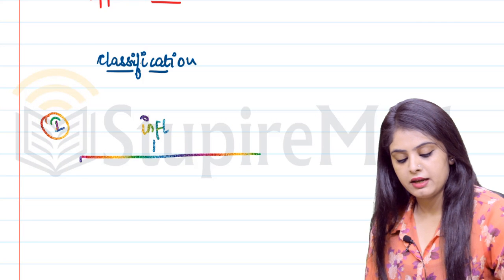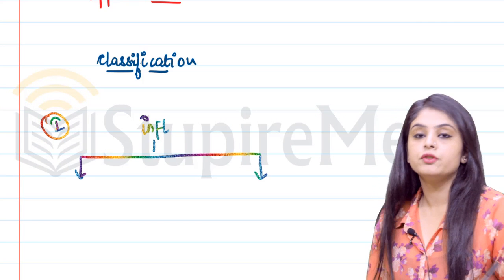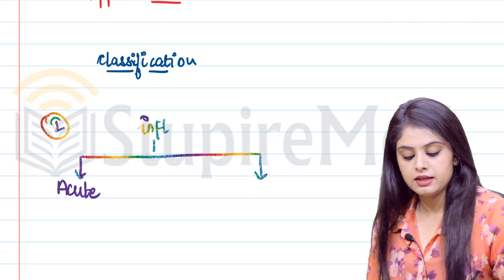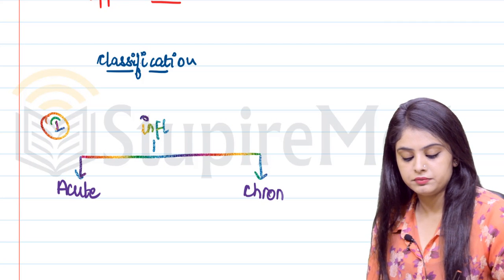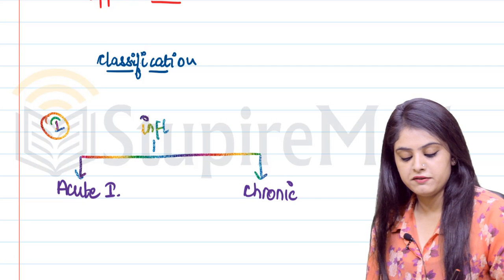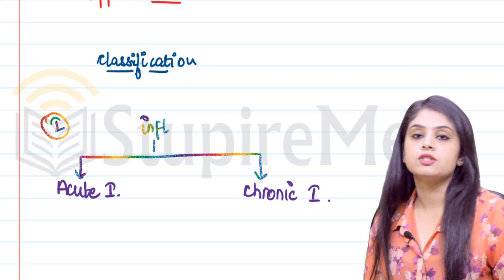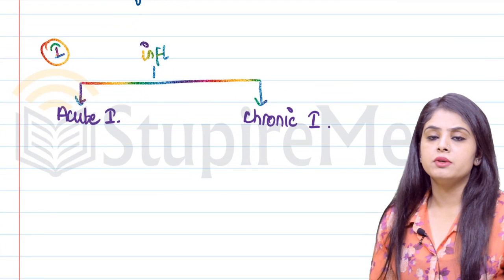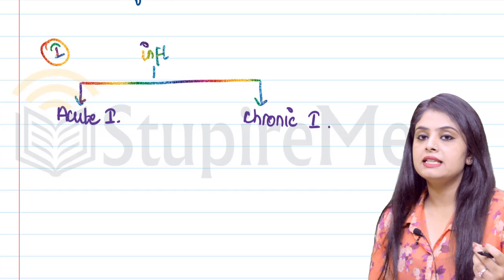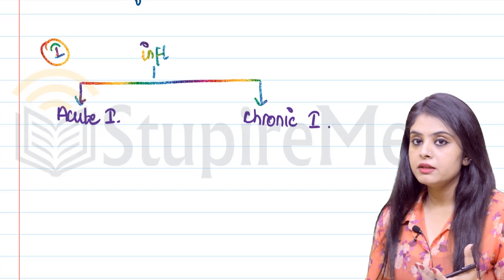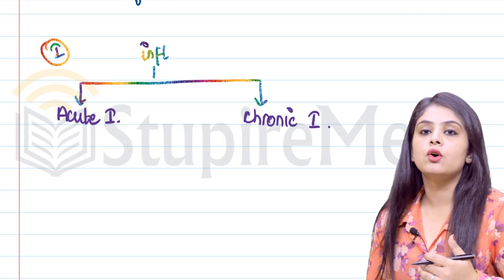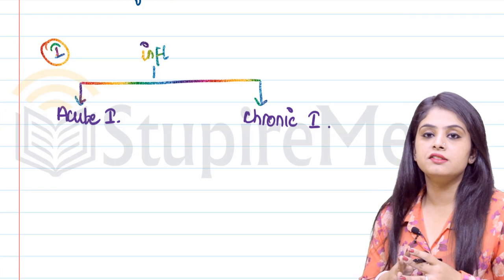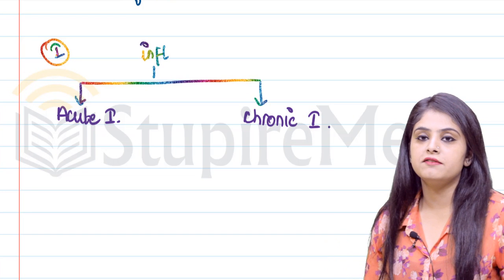Now the first type of classification is going to classify inflammation into two categories. And what are those two categories? Those two categories are going to be acute and chronic. So we have acute inflammation and chronic inflammation. Now students, just from the basic understanding of the language, acute means something that is quick and chronic means something that is more prolonged and is more delayed. So if you know the meaning of these terms, you also know what is happening in inflammation.